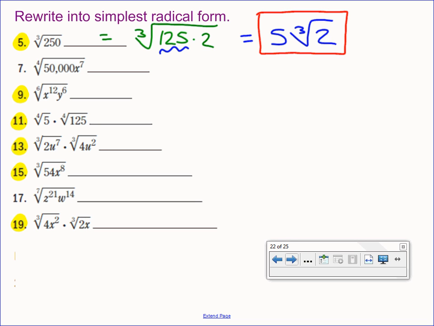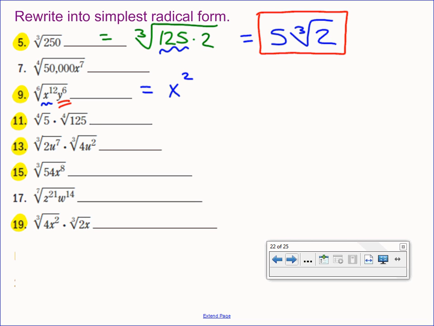Variable expressions are different. I'm looking for exponents that are factors of my index on my radical. Right now, x to the 12th is already a perfect 6th power. How do I know? Because the index on my radical, 6, will divide evenly into my current exponent, 12, without a remainder. That is to say, the 6th root of x to the 12th is x to the 12/6. And what's x to the 12/6? X squared. And so this simplifies to x squared for the blue power.